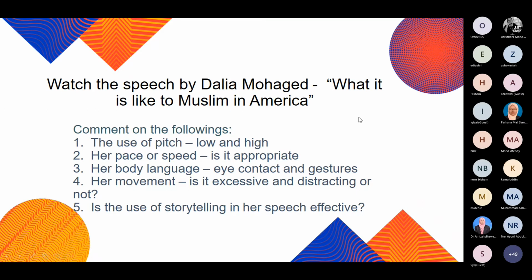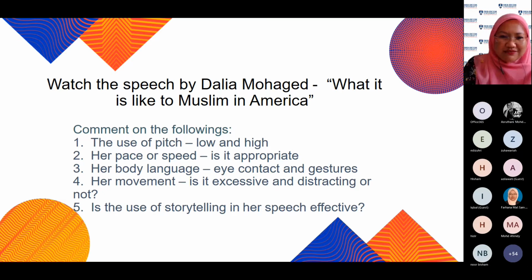So you compare her speech or her delivery method with Darren Tay just now. You also look at her pitch, whether she used high or low, and whether her pace of speech is appropriate or not. The use of her body language, her eye contact, her gestures, her movement, is it excessive or distracting or not? And is the use of storytelling effective? And then tell me which one do you prefer? So you compare these two, right?